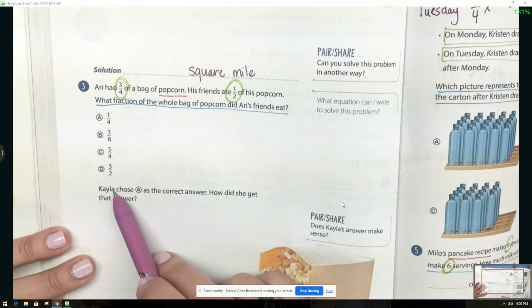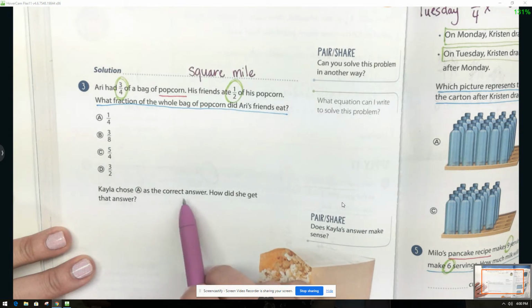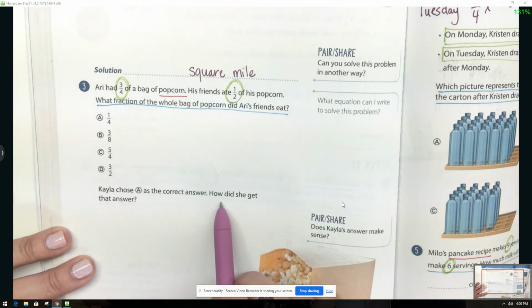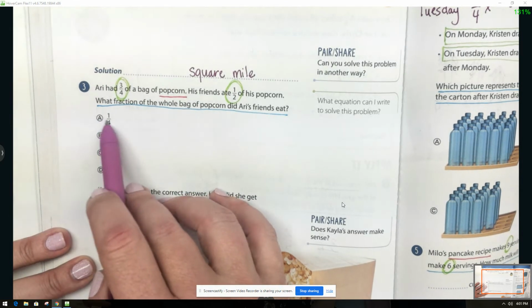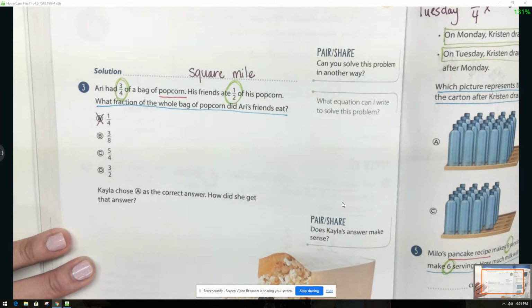Now, Kayla did not choose the correct answer. I will tell you that right now. Kayla chose A as the correct answer. Using your best sleuth skills, your best detective skills, I want you to tell me, how did Kayla get that answer? What did she do possibly, or how could she have gotten the answer of 1/4, when I'm just telling you 1/4, not the answer?